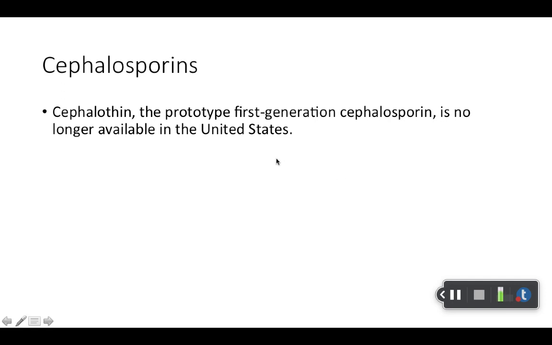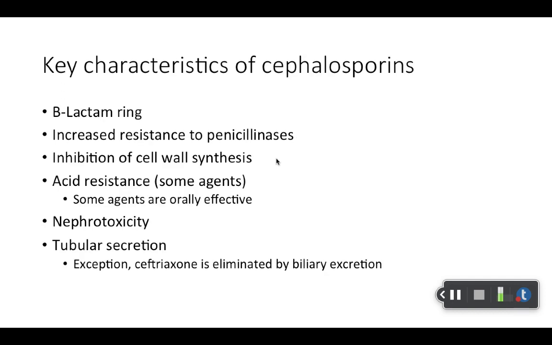Okay, changing gears a little bit here, but not too far off. We have the cephalosporins. Cephalothin, just a little history lesson. Any history majors? No. Well, that's the prototype first generation cephalosporin, it is no longer available in the United States, and that's kind of what everything was based off of. So that's just FYI, don't worry about that. Here's some characteristics. So again, beta lactam ring. They are more resistant to the penicillinases, which is good.